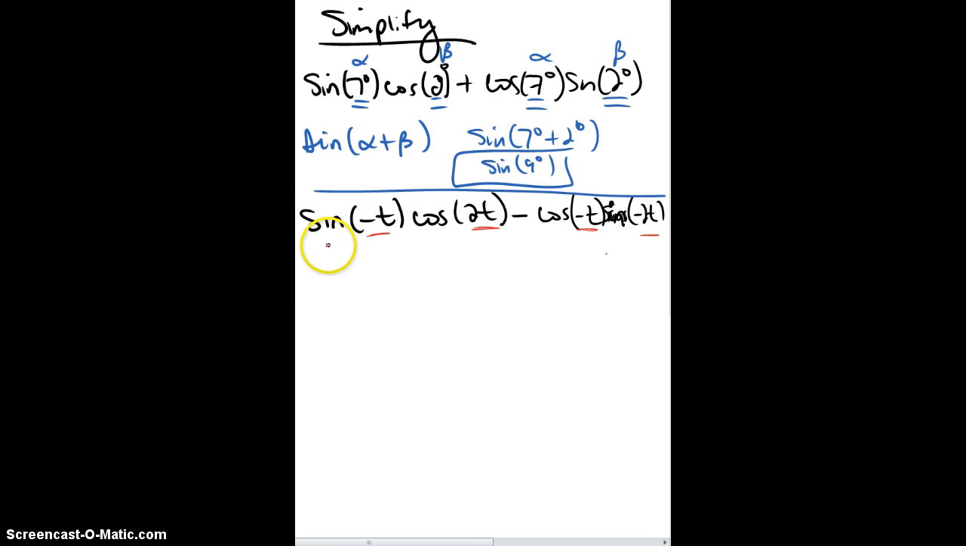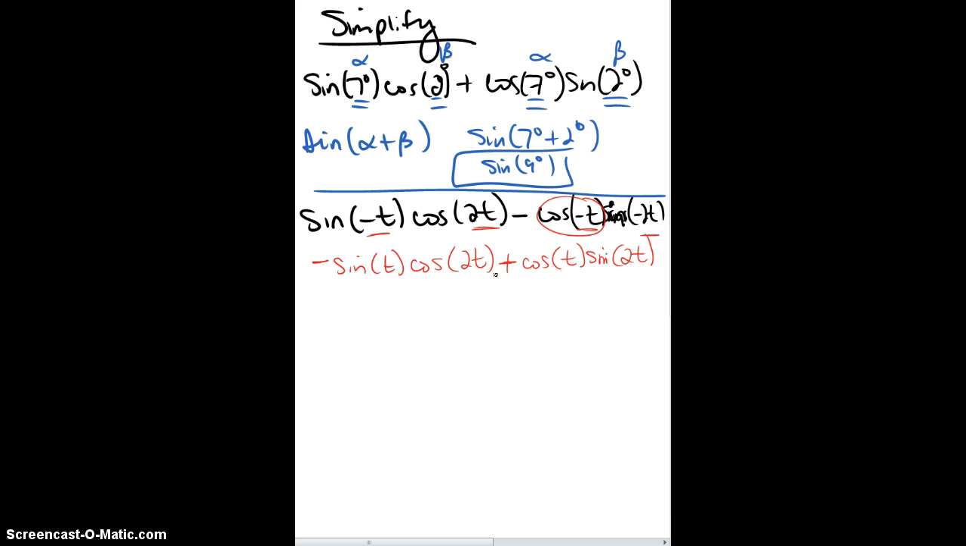Sine is odd. Remember, the negative sticks with you. Cosine's an even function, so it wouldn't matter if it's negative. I basically can just drop the negative in my angle. It's not going to hurt anything. Sine is an odd function, so that negative sticks with you. When I pull that negative out, I get a double negative there, so that's actually a positive.